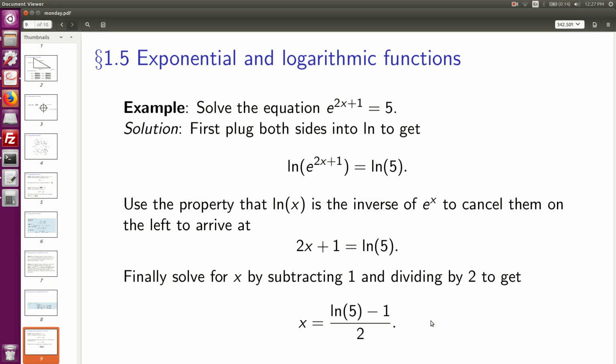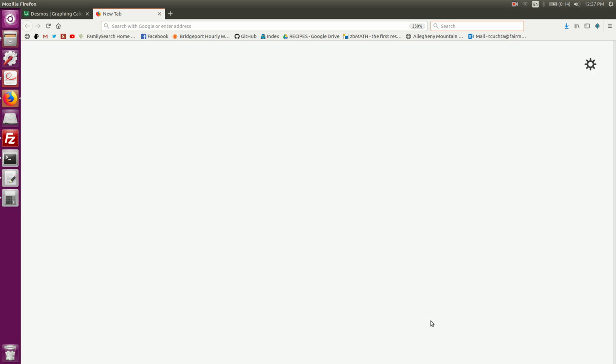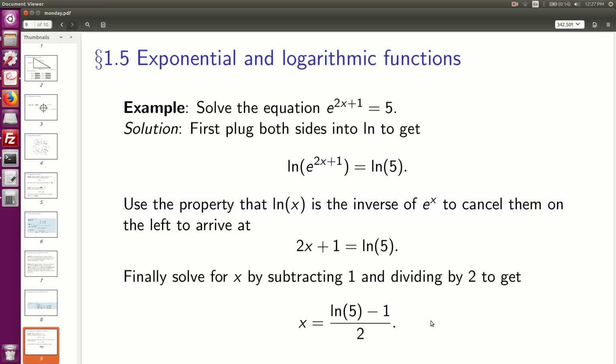Now let me humor you and plug this in, if the internet works, and find the decimal value for it. Maybe this doesn't work. Okay, point is, this is how you do it.